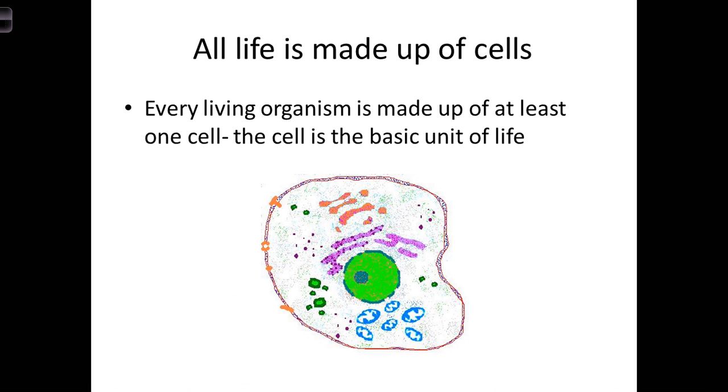Alright, so cells. All life is made up of cells. Every living organism is made up of at least one cell, and the cell is considered the basic unit of life. What does that mean? Well, basically it means every living thing is made up of cells. Some of them are made out of one cell. Things like us, we're made out of lots of cells. The average human is probably about roughly 1 trillion cells. Lots and lots of cells. So you are basically a big lump of cells all working together.